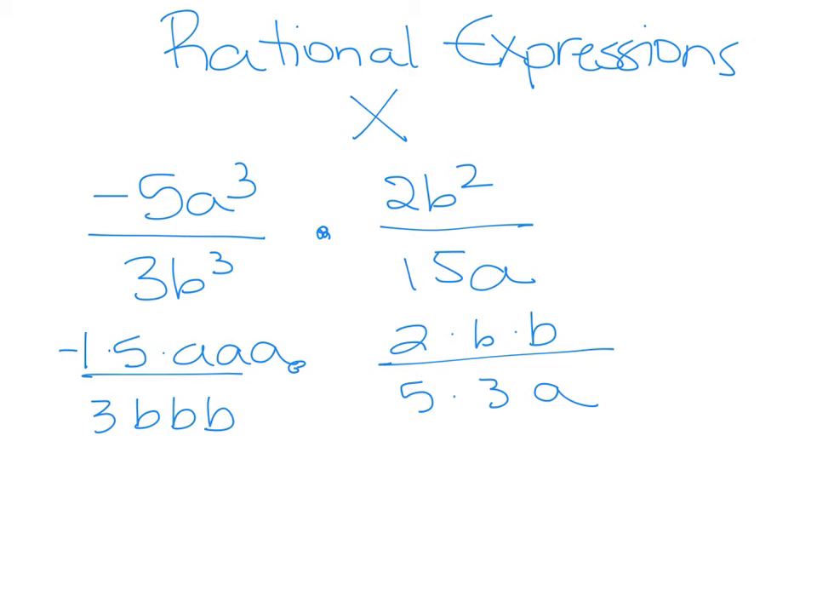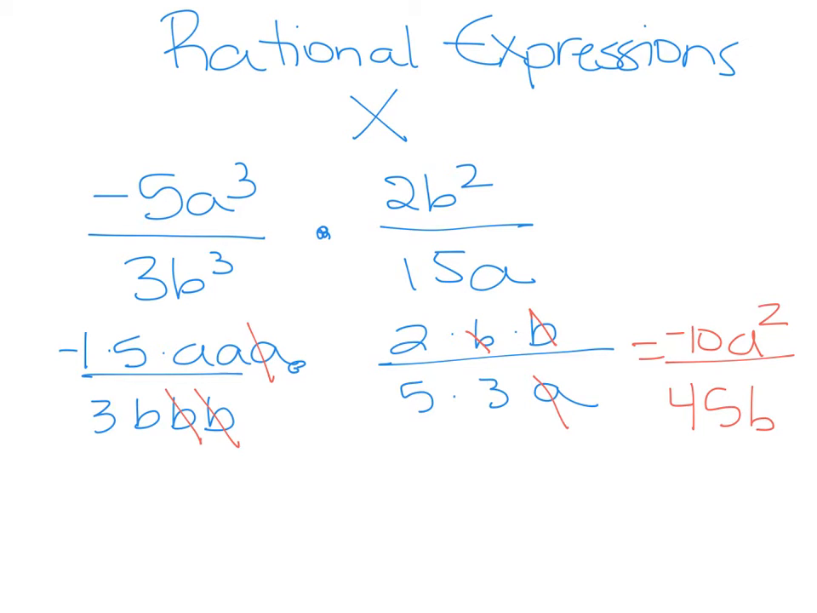Now we look for anything alike on the top and bottom that we can cancel out. I see we have an a alike, a b alike, and another b alike, and that's it, because we can't cancel out the 3's on the bottom since they're not on top and bottom. So what do we have left on the top? A negative 1 times a 5 times a 2, so that's negative 10. Also on the top, we have a times a, which is a squared. And on the bottom, we have 3 times 5 times 3, which is 45, and we have a b.